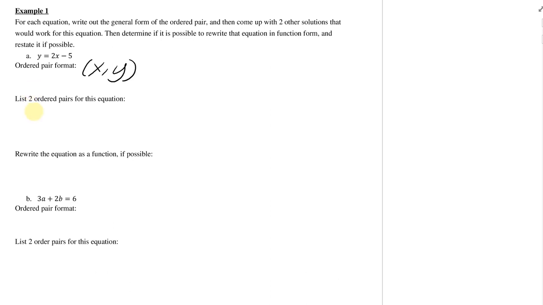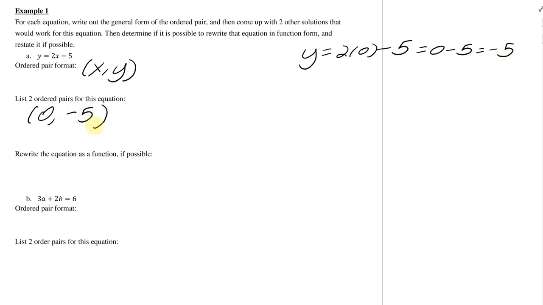So what I'm going to do is choose a value of x. So let's start with something simple like 0. If I take 0 and plug it into this equation, so maybe I'll write this over on the side here, y equals 2 times 0 minus 5. Well, this just becomes 0 minus 5, so that means that y will equal negative 5. So in this case, the ordered pair would be 0, negative 5.